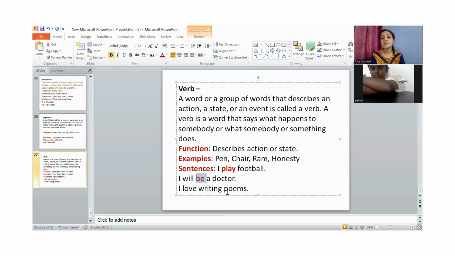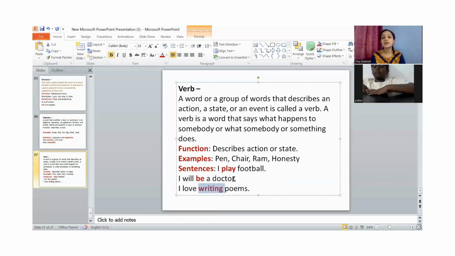I love writing poems. What is the verb here? I love writing poems. What are you doing? What is the action that you are doing? I is a pronoun. What is the action you're doing? I love writing poems. Writing is the action. Yes. Poem here is an object. What are you writing? You're writing a poem. But what is the action that you're performing? Writing. So writing becomes the verb here.